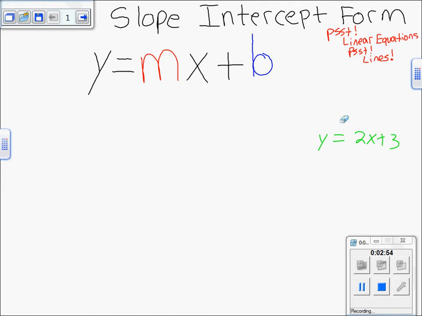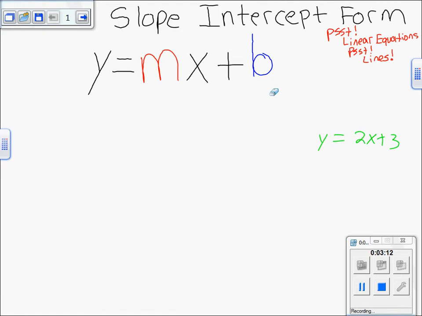You know it's in slope intercept form when y is all by itself on this side of the equal sign. You'll have something times x plus or minus something. That's how we'll know that it is slope intercept form. So here's what you need to know: a couple of vocabulary words. One of them should be review, the other one maybe not so much.